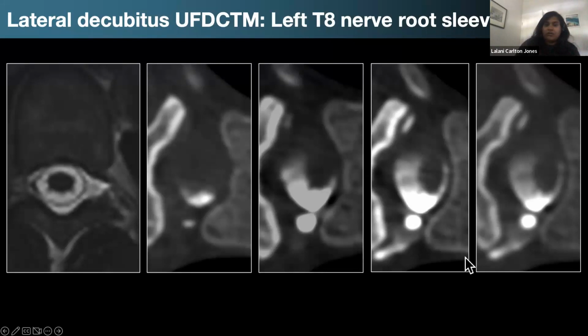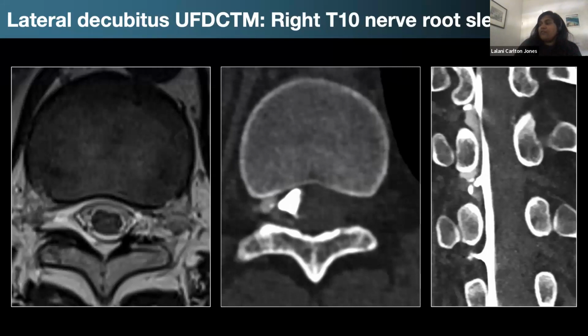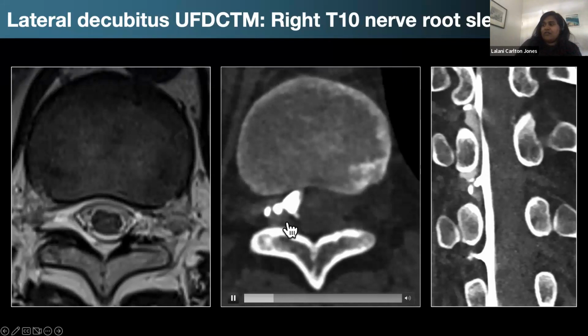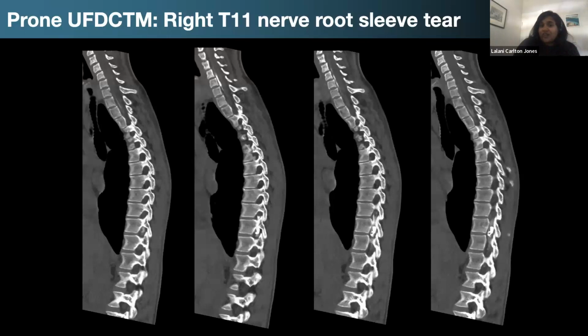Here's another example of a right T10 nerve root sleeve tear. You can see here a very eccentric fluid collection. Here you can see the epidural contrast leakage, and you can see this little contained collection which was around this T10 nerve root sleeve.